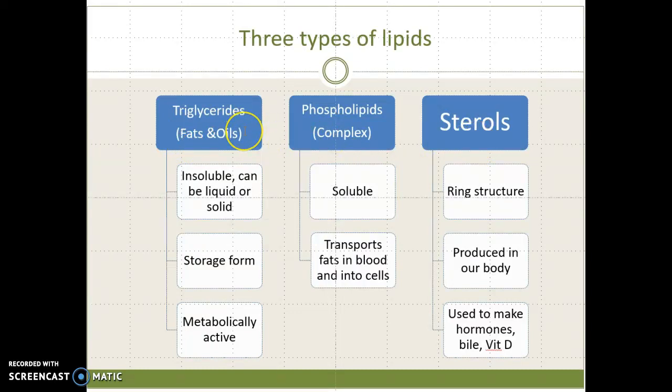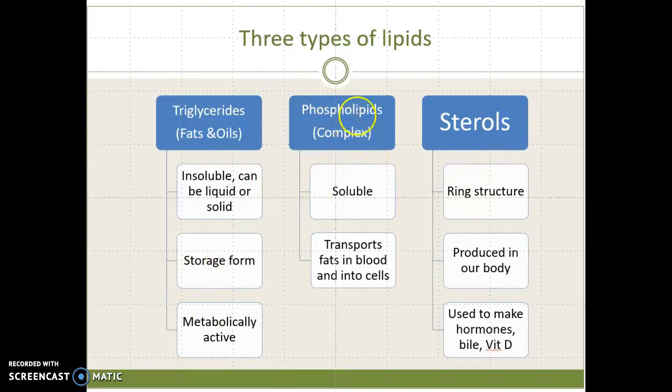Triglycerides are the most common way that fat is distributed in our body. They are insoluble, just like we said, and could be liquid or solid. So we'll talk about saturated and unsaturated. It's how we store fats in our bodies. And they are metabolically active, that we can use them. Your cells can break down the fats and use them as energy sources.